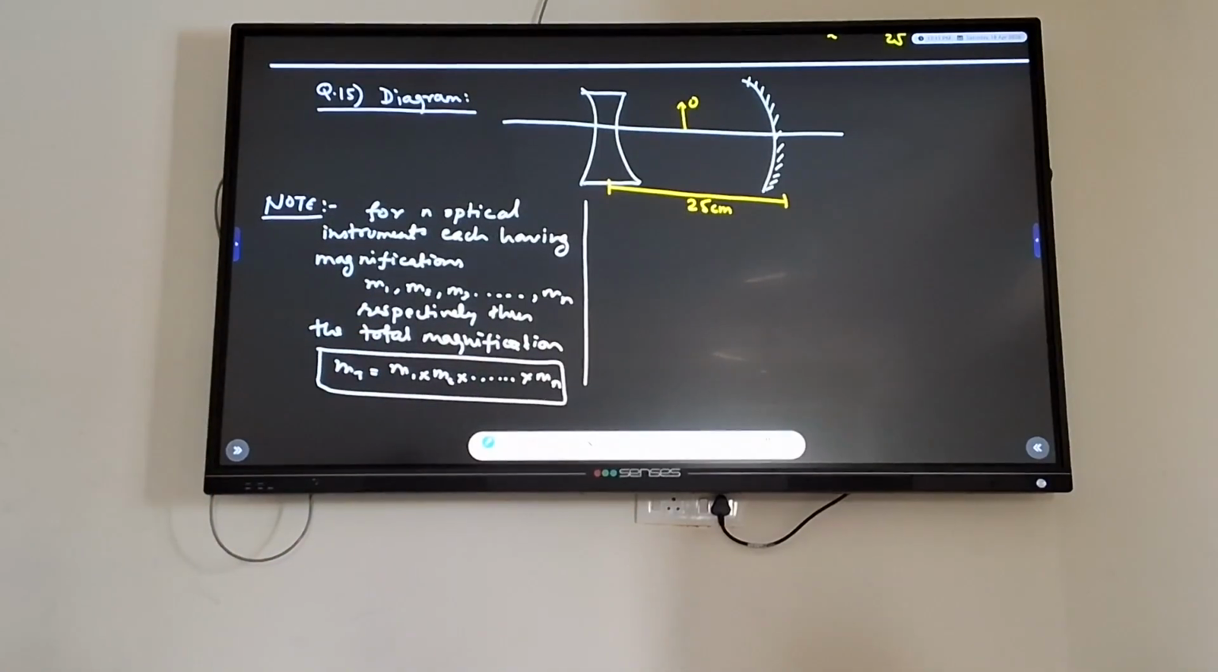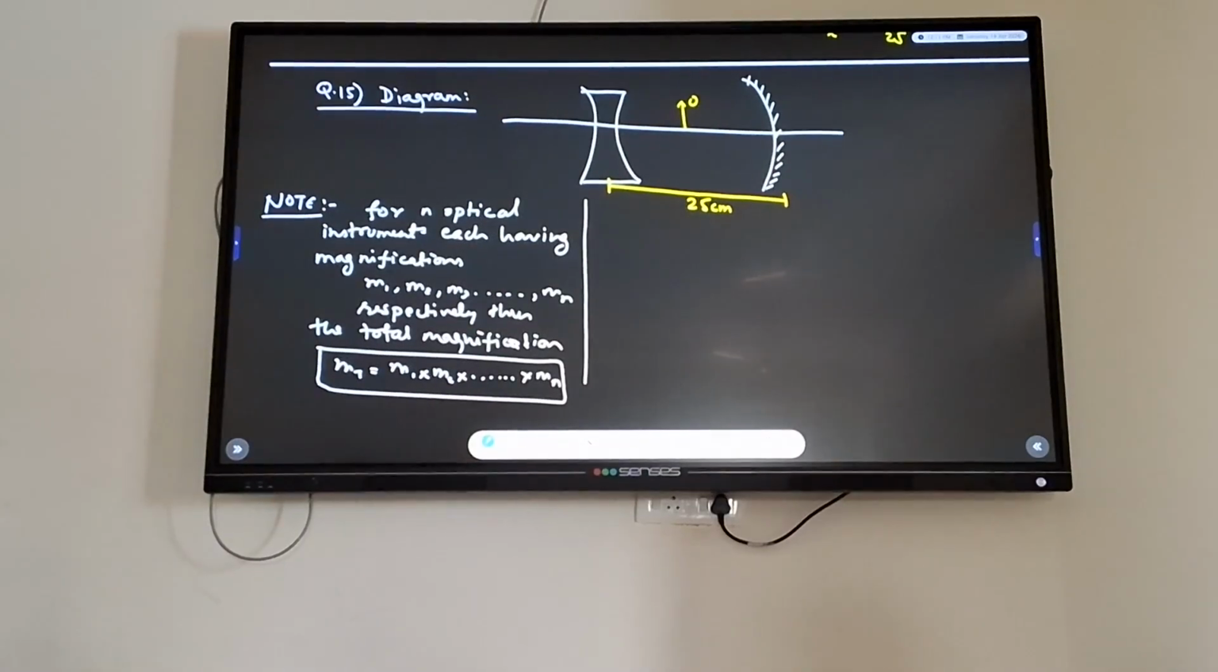Please be mindful of sign conventions. The image will be virtual. Maybe we can comment upon that by seeing the magnification. You can find the magnification and then comment upon it.